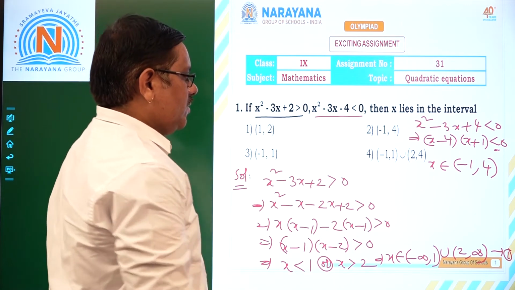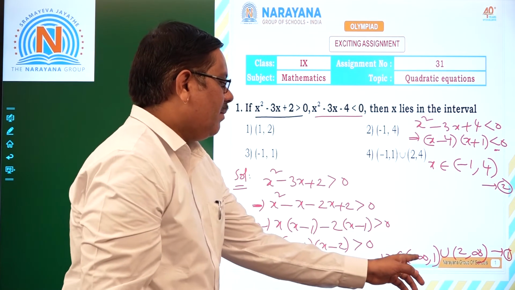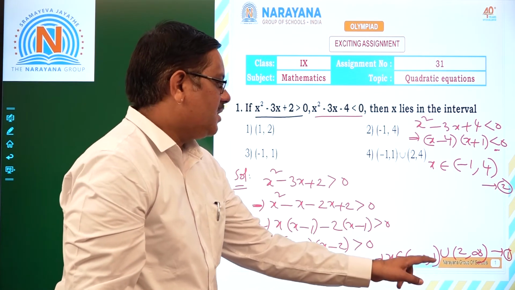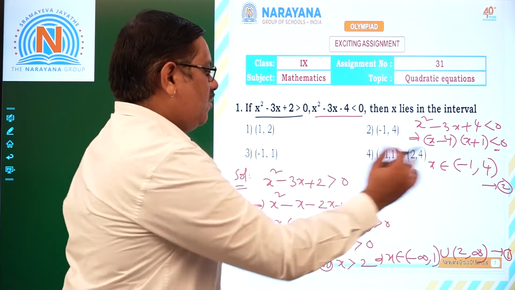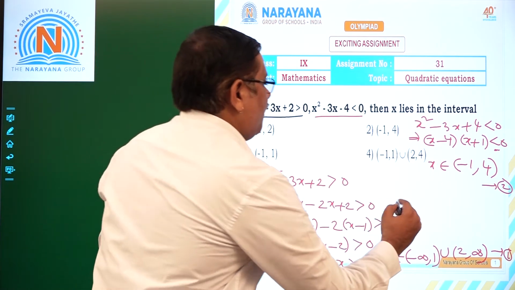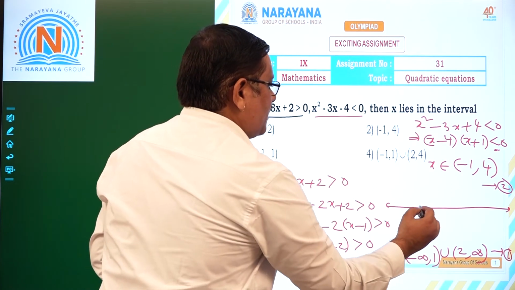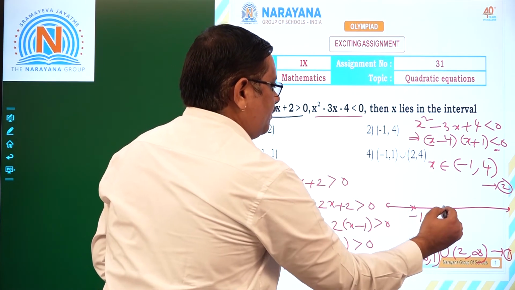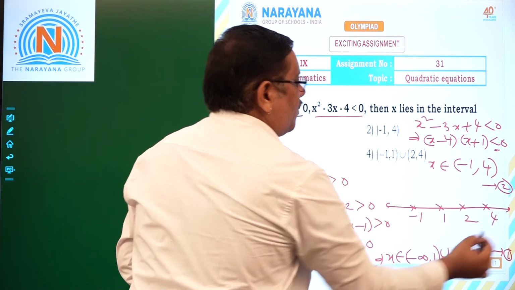This is the second condition. Here we have x belongs to minus infinity to 1, and here we have 2 to infinity, more than 2 to infinity. So, if you take the number line, to understand this better, let us take the points: this is minus 1, this is 1, this is 2, and this is 4.